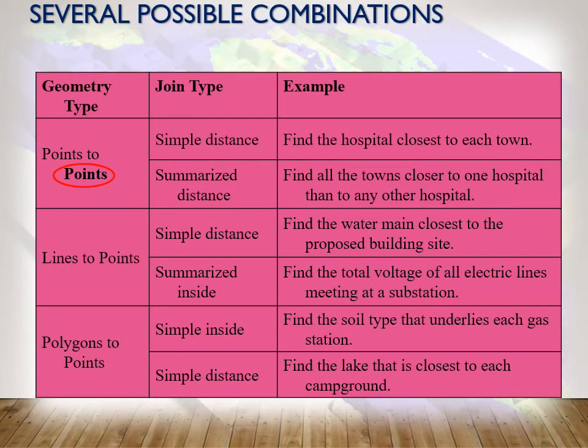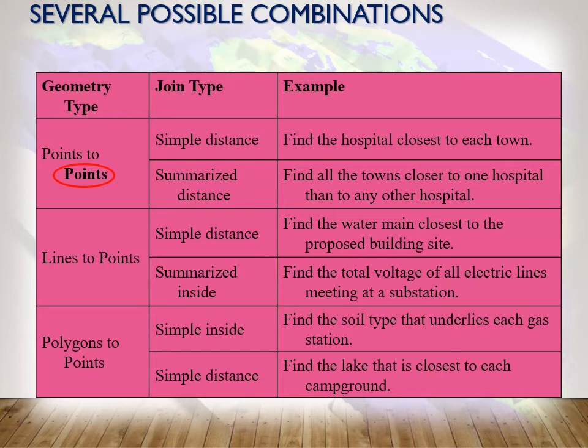This is just a snapshot of one of the tables that is very important to understand spatial joins. You will find the complete table in the book. Let's just take a look at the first one, points to points. You could always do a simple distance, or you could do a summarized distance. You can't do a simple inside because a point has 0 dimension, so you can't actually do an inside.